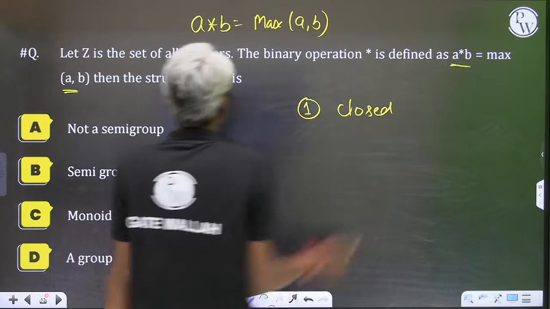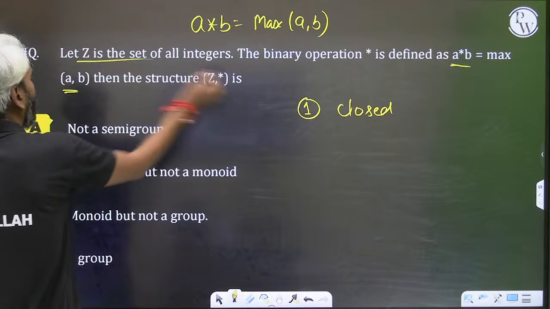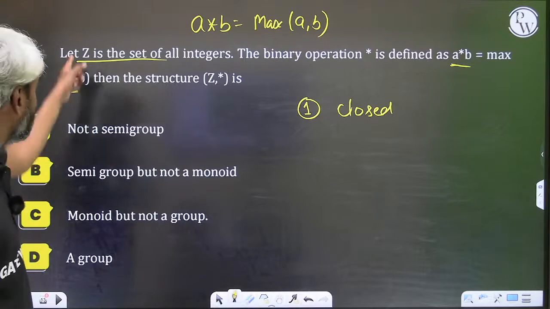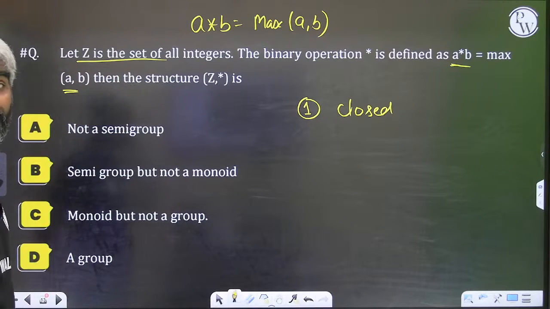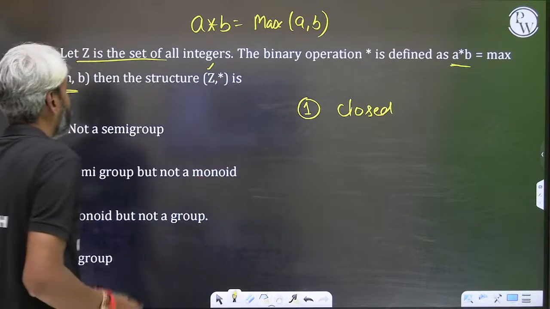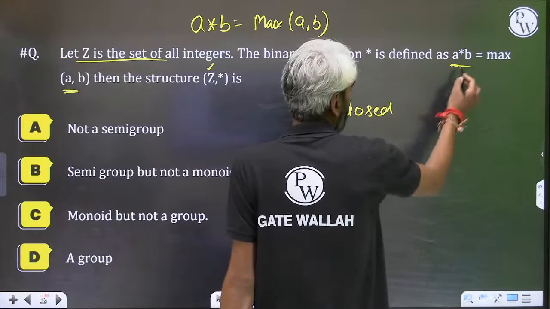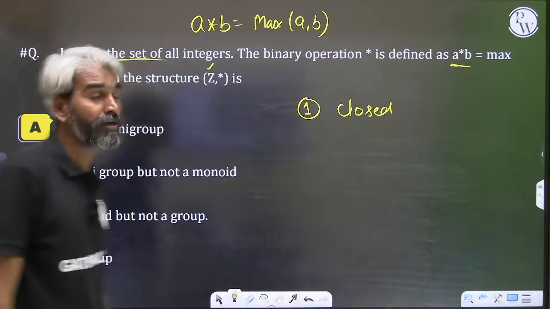Sir, A and B are what? Sir, A and B are the integers. So Z is the set of all integers. So if I take the set of all integers, then with respect to this binary operation asterisk, which is defined as max of two elements, will it be closed?